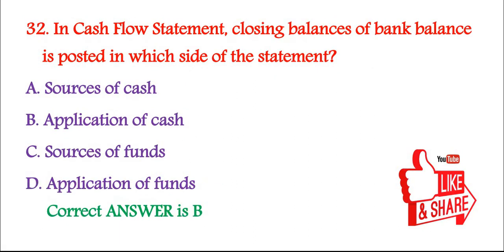32. In cash flow statement, closing balances of bank balance is posted in which side of the statement? A. Sources of cash. B. Application of cash. C. Sources of funds. D. Application of funds. Correct answer is B.